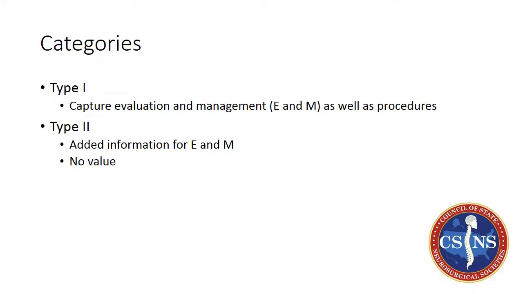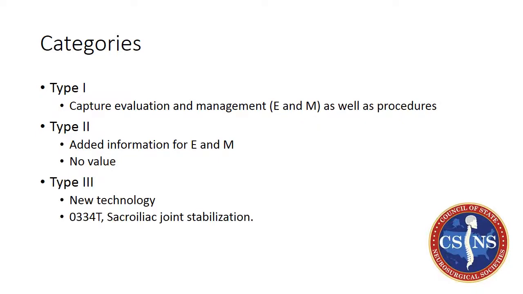Category 2 are meant to add information to Category 1 E&M codes and are not assigned any relative value. Examples would be specific codes for the performance of a history or physical exam. Category 3 codes are designed for the use with emerging technology that has not yet been assigned a Category 1 code. An example in neurosurgery would be 0334T, sacroiliac joint stabilization.